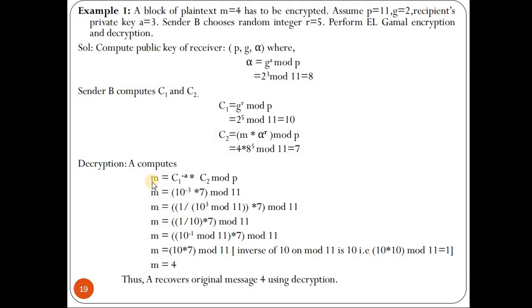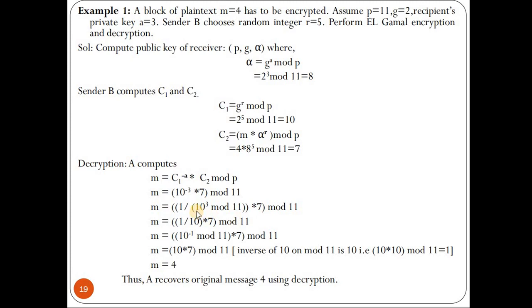The decryption formula is m is equal to C1 to the power minus a, where a is the private key of A, into C2 mod p. What is C1? C1 is 10. So 10 to the power minus 3 into C2. What is C2? It is 7, mod p, which is 11. So 10 to the power minus 3 can be written as 1 by 10 to the power 3. So this can be written as 1 by 10 to the power 3 into 7 mod 11. Now I will take mod 11 inside. So it will be 1 by 10 to the power 3 mod 11, into 7, whole mod 11.